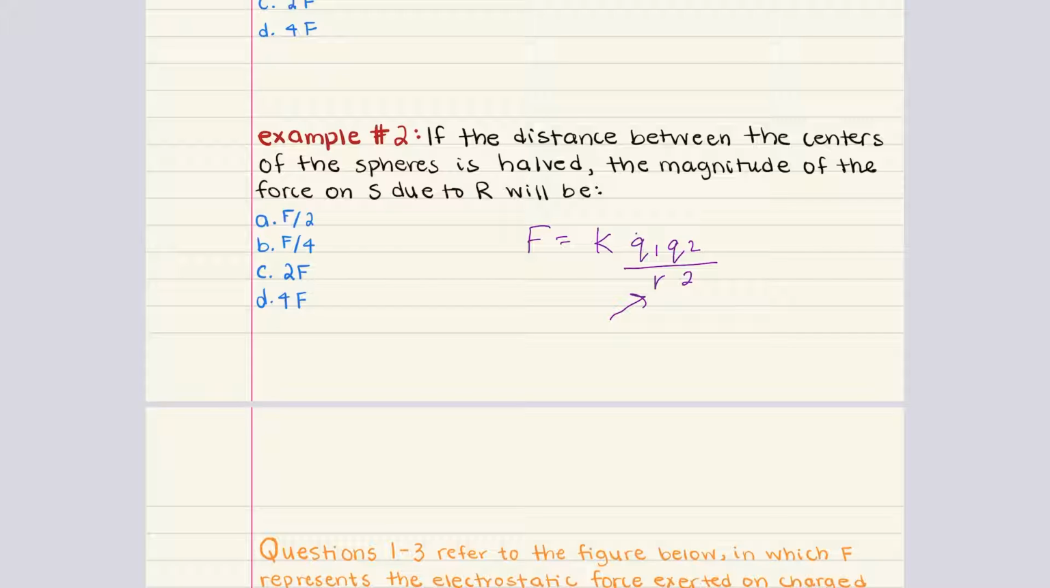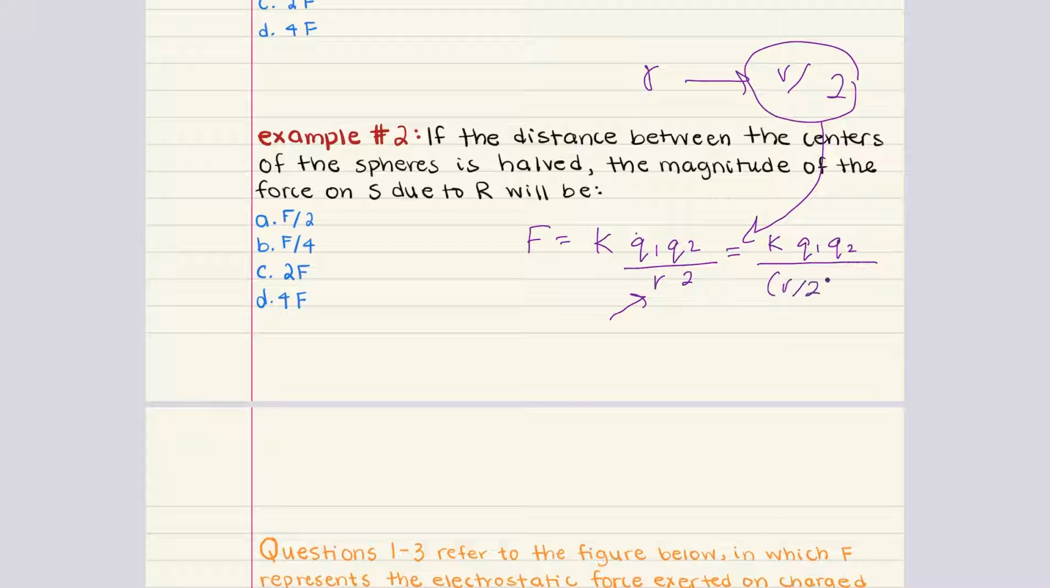Now, in this case, we're told the distance between R and S is cut in half. If the original distance was R, then the new distance becomes R over 2. So let's go ahead and take R over 2 and substitute it back into our equation. What we get now is that the electrostatic force is equal to K Q1 Q2 divided by R over 2, and that's all squared.